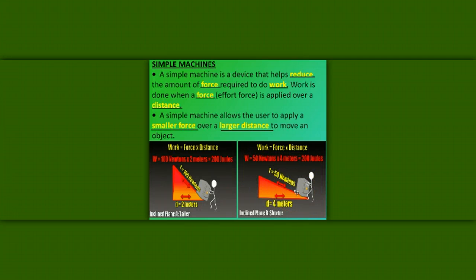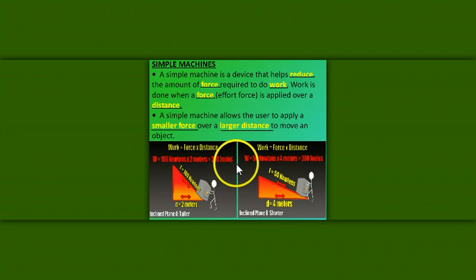But let's do the math problem now. Work equals force times distance. Well, the force was only 50 newtons this time, but they had to stretch it out over 4 meters. 4 times 50 is 200. 200 joules is how much work there was. Oh my word! Look at the difference. 200 joules. 200 joules. There isn't a difference whenever you get the answer for work.